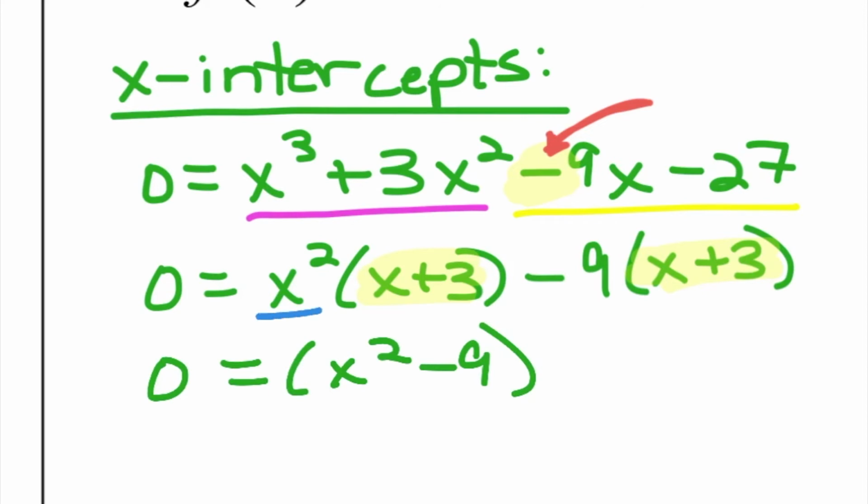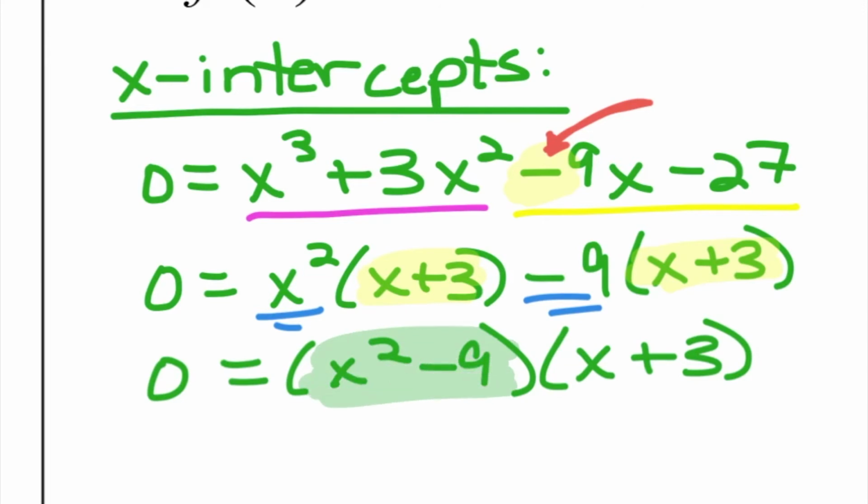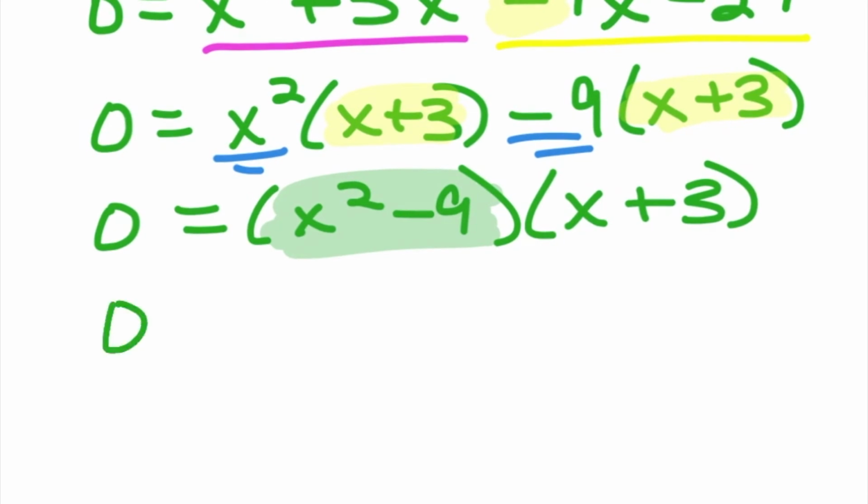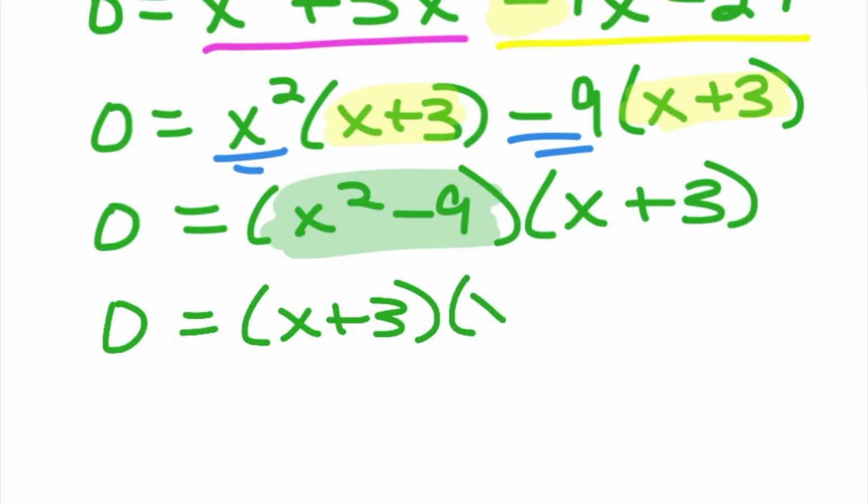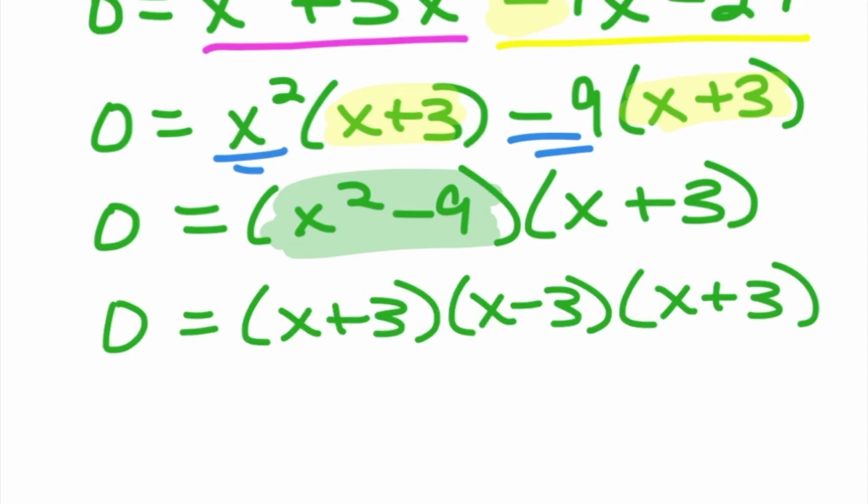Those were your GCFs from here and here. X squared minus 9 times x plus 3. Remember that your x squared minus 9 can also be factored. So you end up with 0 equals x plus 3, x minus 3. And then bring down the x plus 3 over there. And just real quick, when I factored the x squared minus 9, I got x plus 3, x minus 3, in case you missed that.